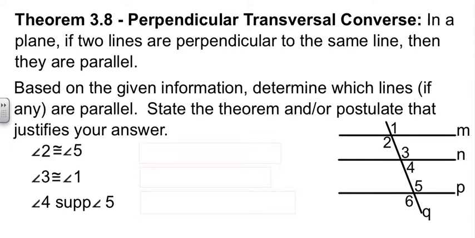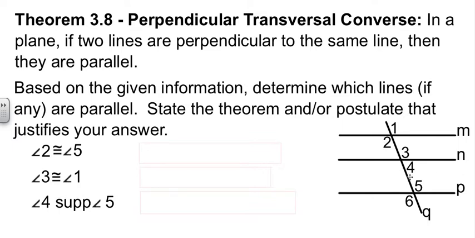So if I know that angle 2 is congruent to angle 5, where are 2 and 5? 2 is off of line M, 5 is off of line P. So if any lines are parallel, it's going to be line M and line P. So I'm going to ignore line N for the time being. Just not even look at it. I'm just looking at line M and line P.